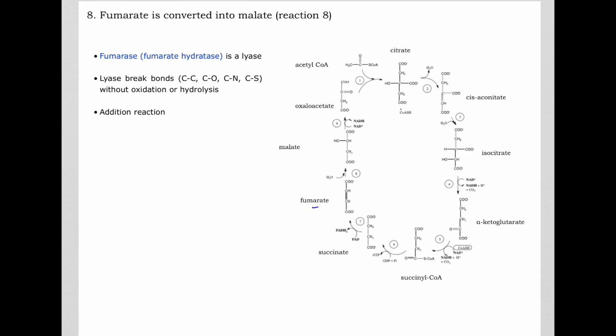Once fumarate is formed, in reaction number 8, we have basically an addition reaction. Water is added across the double bond to form malate. The enzyme that catalyzes this reaction is fumarase, or fumarate hydratase, and it belongs to that family called lyase.